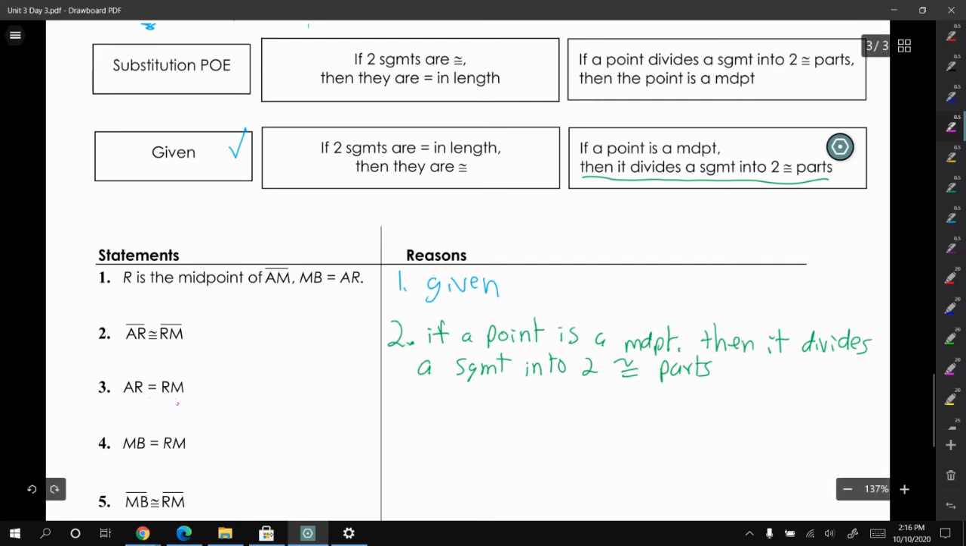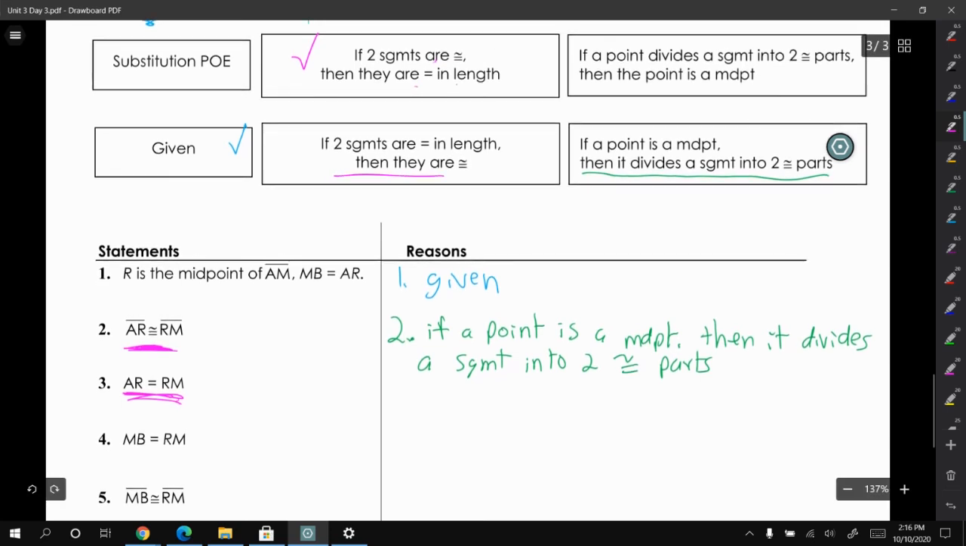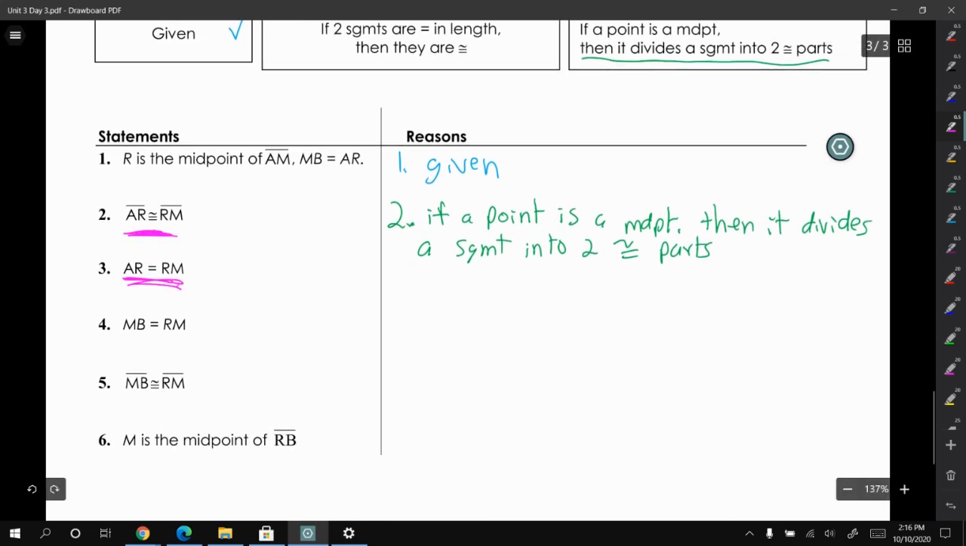Well, if the segments are congruent, like we proved in statement 2, then that means they have equal measurements. So this one right here, if segments are congruent, then they are equal in length. That's the one we want. We don't want this one down here, if segments are equal length, then they are congruent. We don't want that one because all we've established is that AR is congruent to RM. We're going to use that information, that's what this if part is, to then say those segments are equal length.